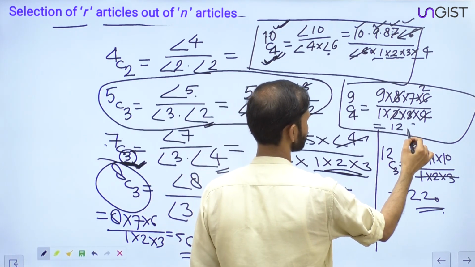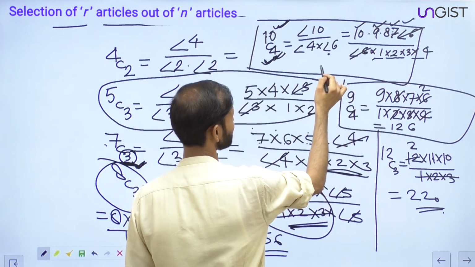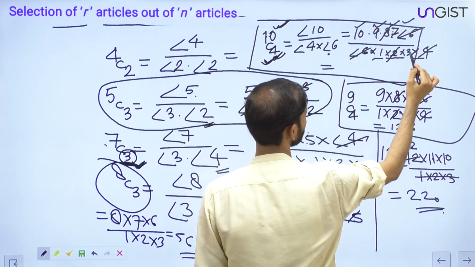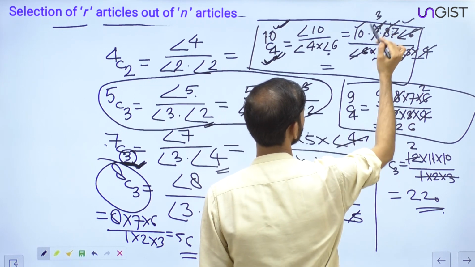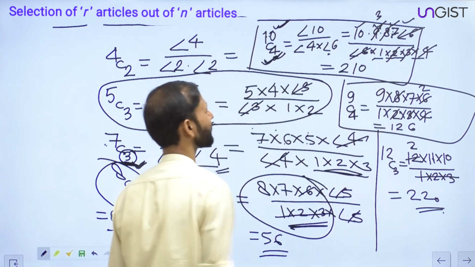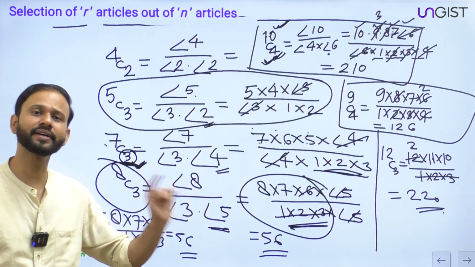So this is 126. Clear? After that, what is 10C4? 4 into 2 will be 8. Clear? And this is what? This is 3. So 7 into 3 is 21, 21 into 10 is 210. Right everyone? So 10C4 is 210.